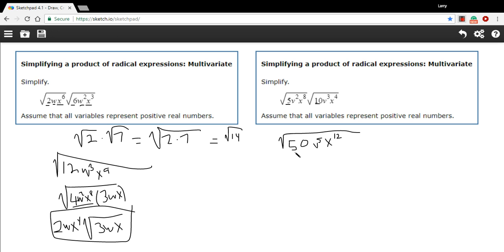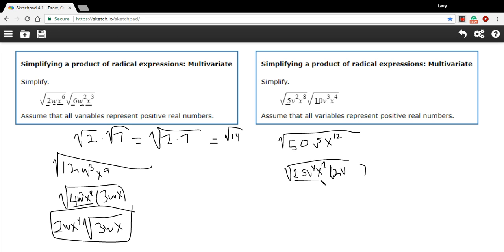Now let's see what we can do in terms of factoring out some perfect squares. 50 I know is 2 times 25, so that jumps out at me right away. I'm going to pull the 25 out of there, and that would leave, in our other factor, the 2. Now v to the fifth, I'm going to pull out a v to the fourth, leaving just a single v. And x to the 12th, well, that can all come along because any even power here is a perfect square. So all I'm left with there is 2v, and that's fine.